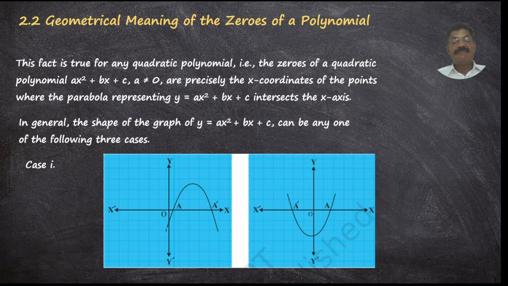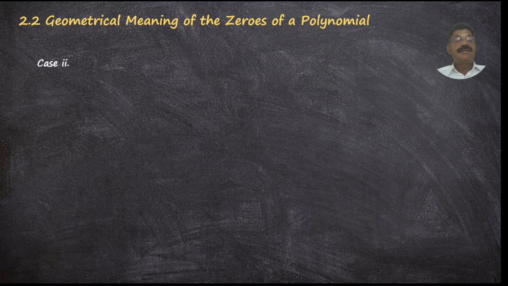But in the first diagram, the parabola is open downwards like this. And in the second diagram, the parabola is open upwards. The fact is, it cuts the x-axis exactly at 2 points. Therefore, the polynomial has 2 zeros. Now you look at case 2.